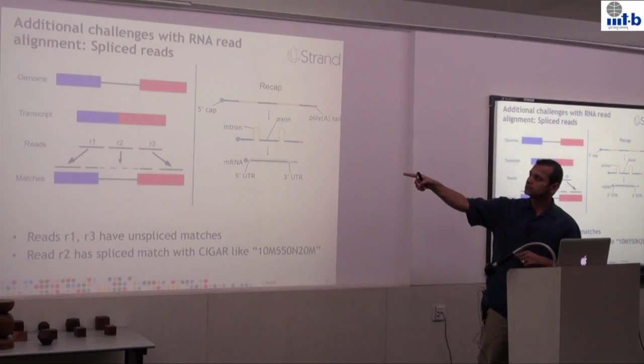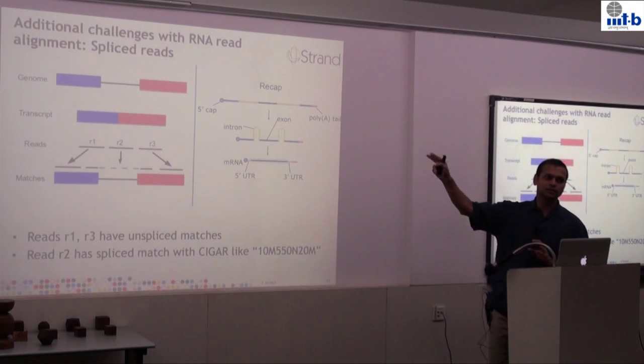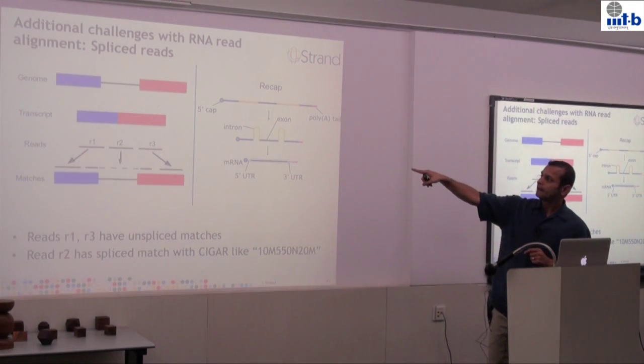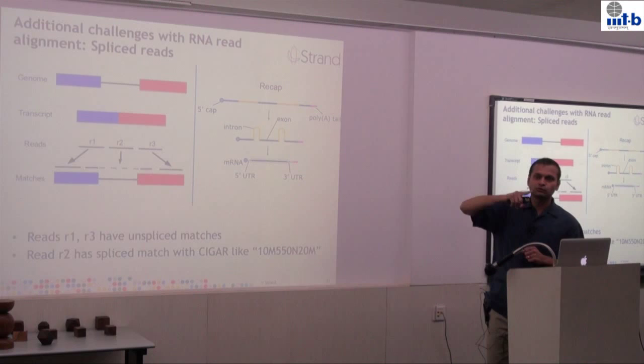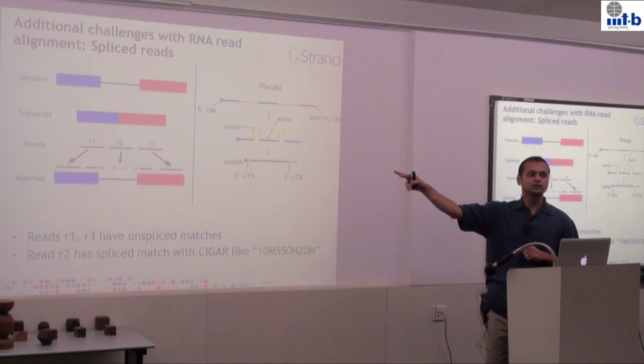So if you focus there, the blue and red parts are the encoding parts, and the black line is the intron, which gets spliced out. Then the transcript is going to form, which is what I'm going to read from the machine. So I can get reads which are totally from the blue area, reads which are totally from the red area, but I can also get junction reads.